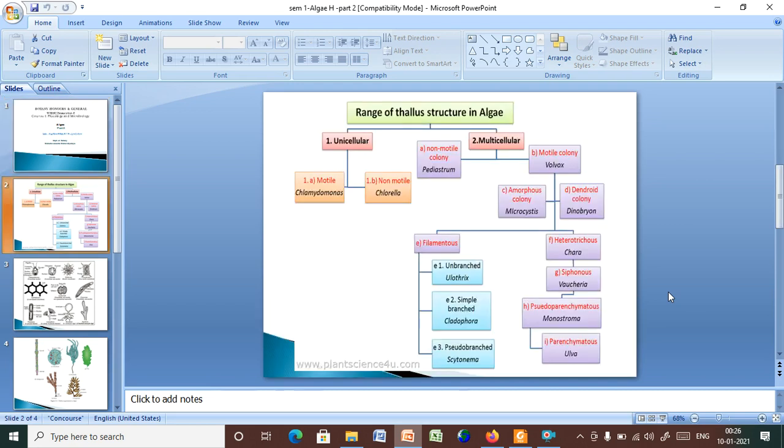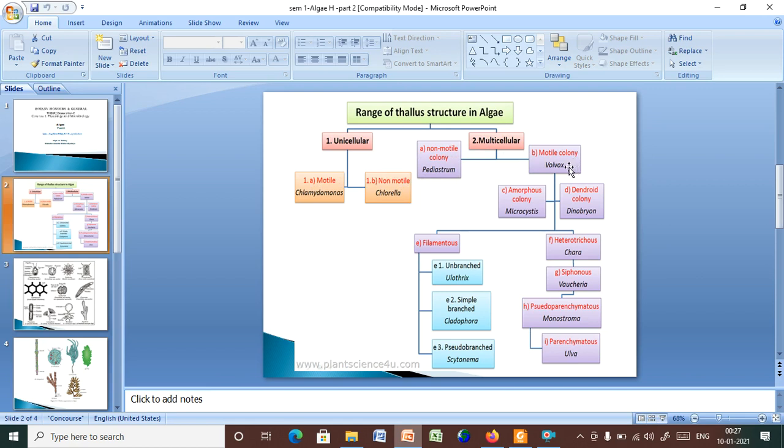Initially, if we consider this range of thallus structure in algae, you can follow this chart also. This chart explains their basic nature, that is, either they are unicellular or multicellular. In the unicellular one, they may be motile or non-motile. Similarly, in the multicellular type, they form either a non-motile colony or a motile colony.